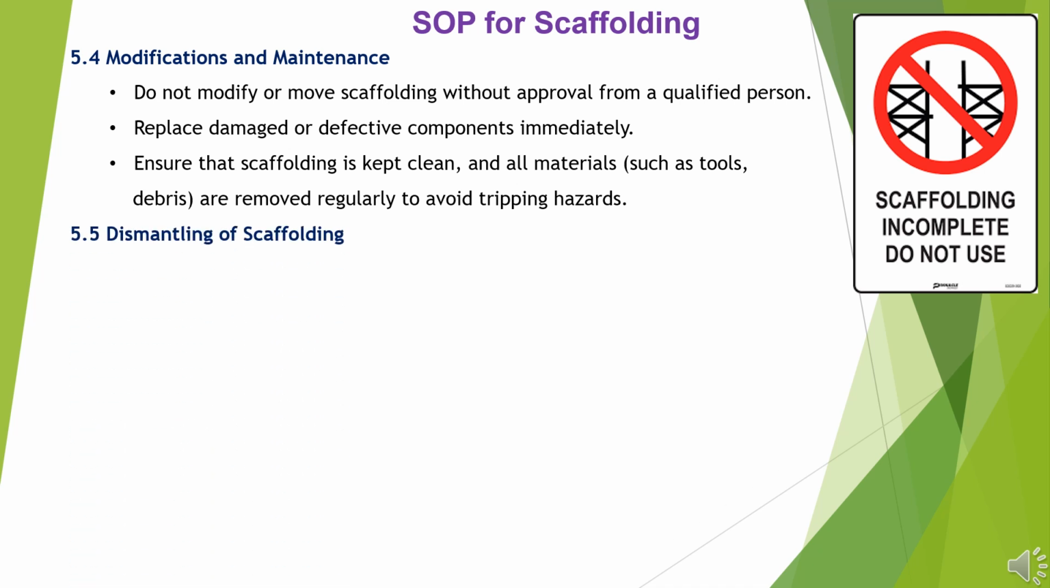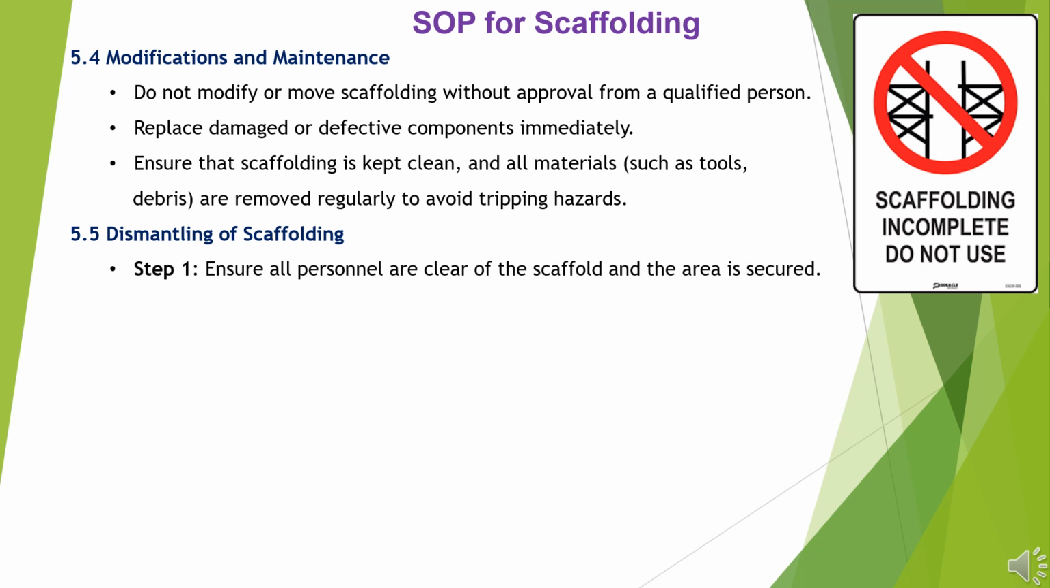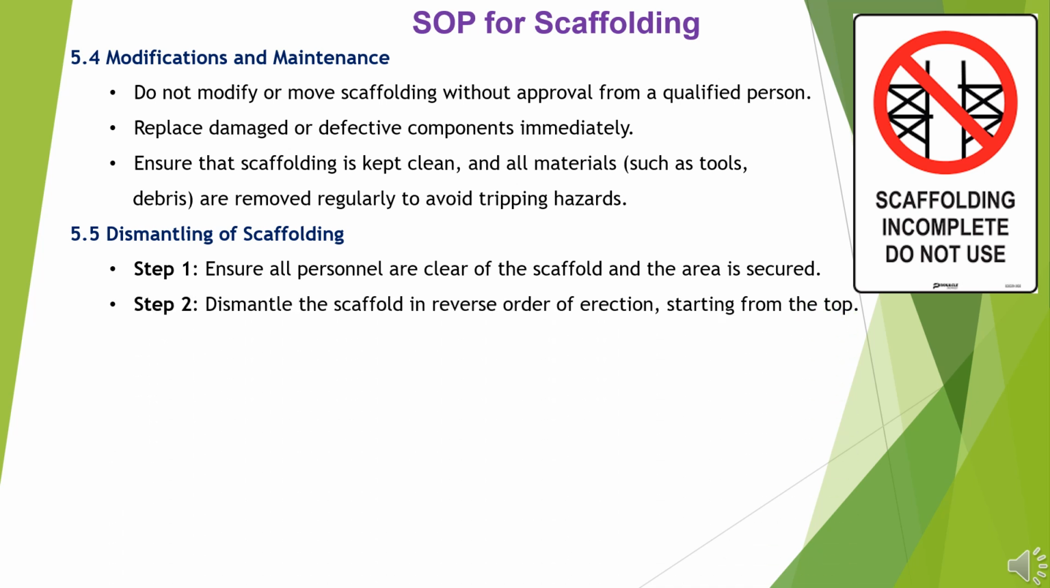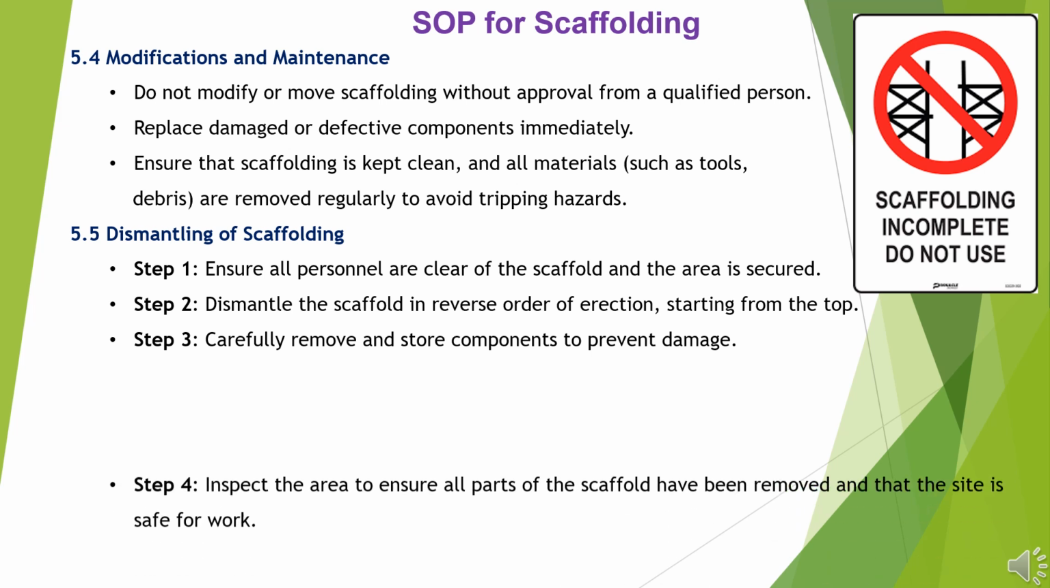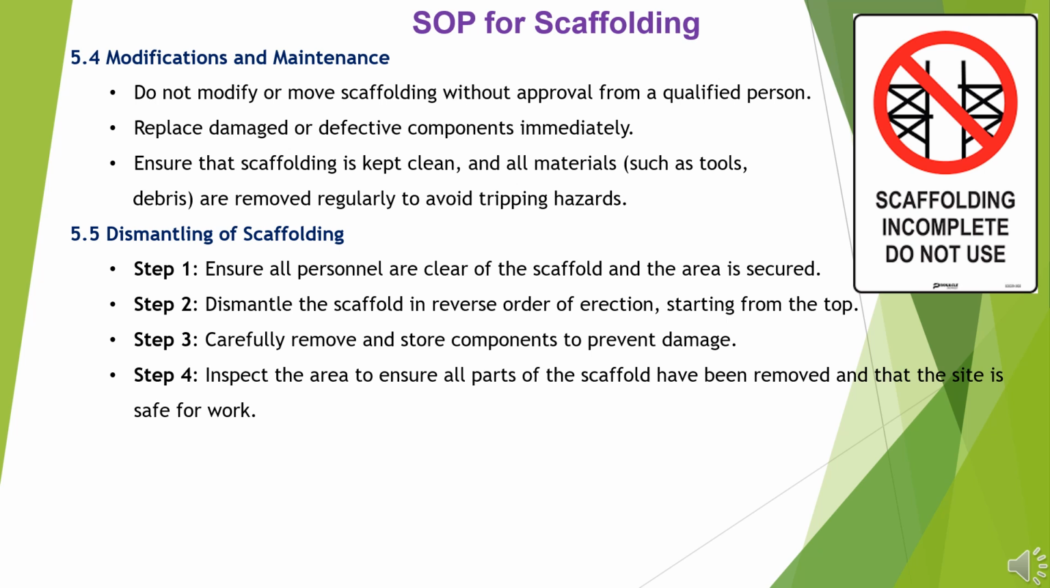5.5 Dismantling of scaffolding. Step 1. Ensure all personnel are clear of the scaffold and the area is secured. Step 2. Dismantle the scaffold in reverse order of erection, starting from the top. Step 3. Carefully remove and store components to prevent damage. Step 4. Inspect the area to ensure all parts of the scaffold have been removed and that the site is safe for work.